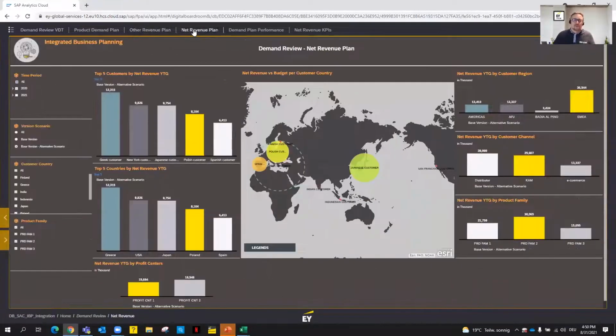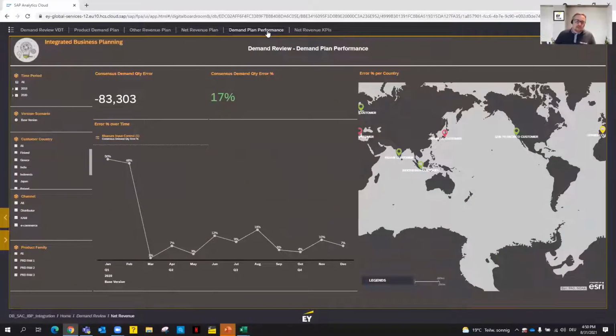We have an overview of the net revenue performance, the year to go, and targets, and the comparison really between the countries and different aggregation levels. Last but not least, we as well pull the information about the demand planning performance into the SAC, just to ensure that we have enough information in one environment to make planning decisions.